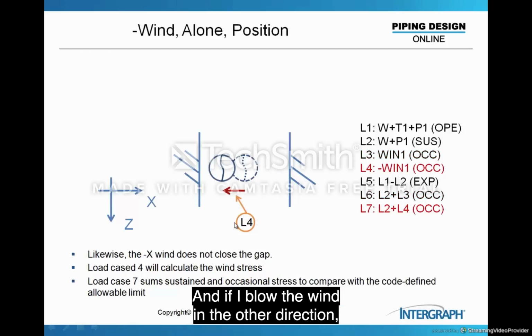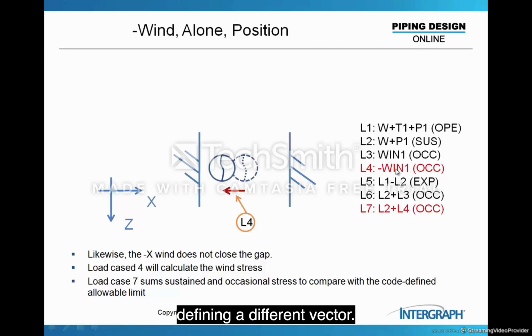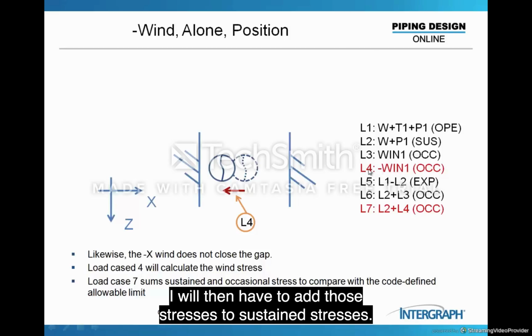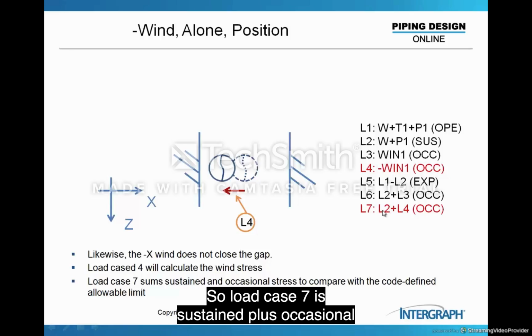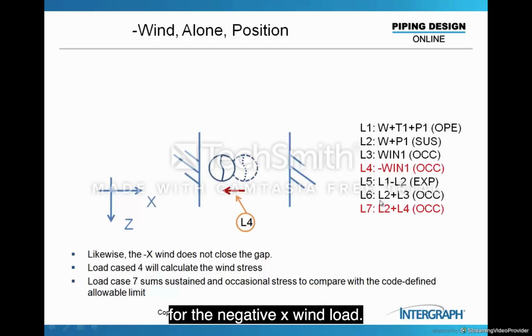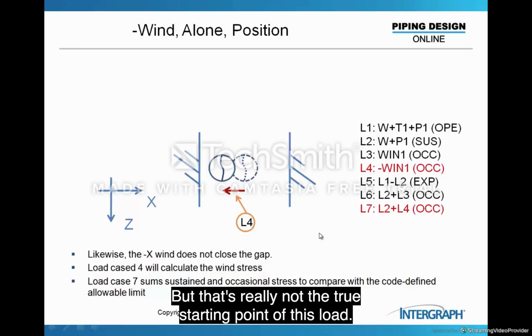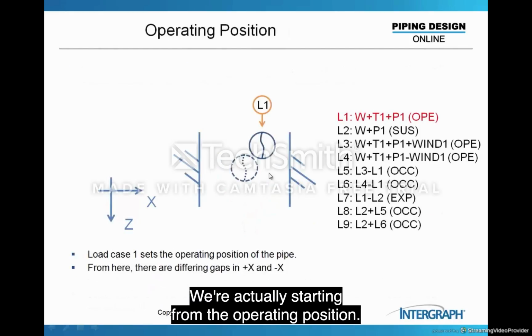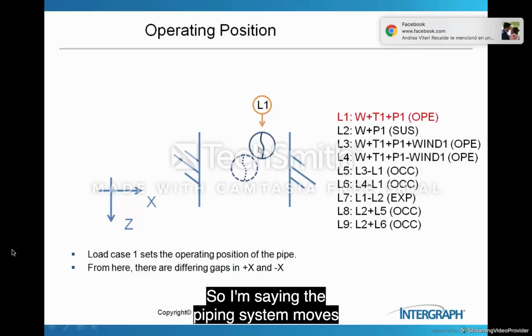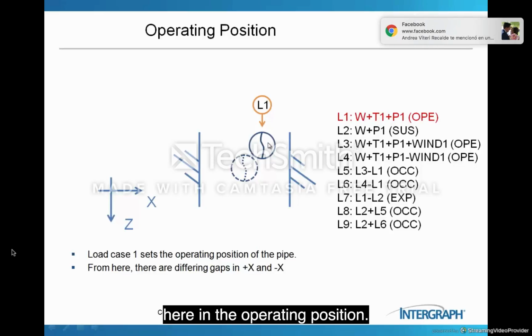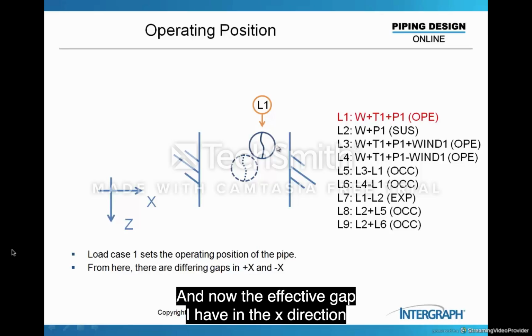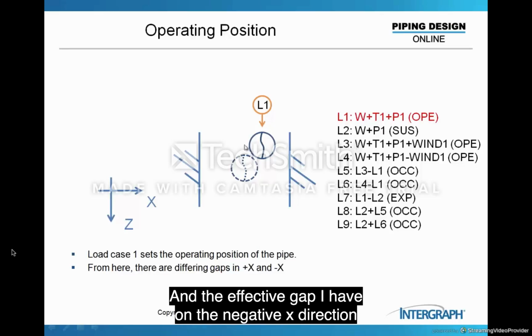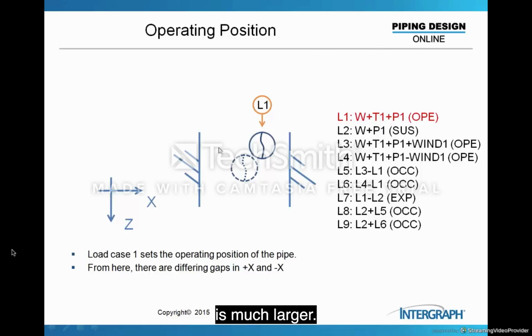And if I blow the wind in the other direction, I'm just using minus wind 1, rather than defining a different vector. I will then have to add those stresses to sustained stresses. So load case 7 is sustained plus occasional for the negative x wind load. But that's really not the true starting point of this load. We really don't have an equal gap on either side. We're actually starting from the operating position. So I'm saying the piping system moves here in the operating position. And now the effective gap I have in the x direction is very small, and the effective gap I have in the negative x direction is much larger.